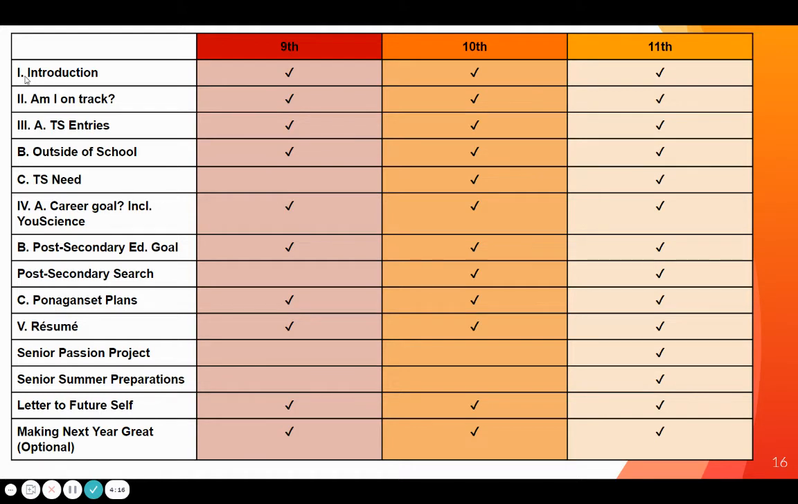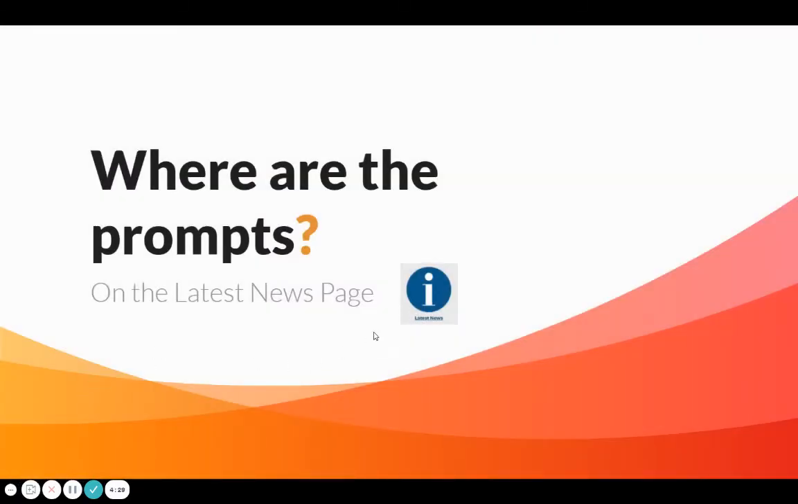And these are organized into basic sections: introduction, being on track, entries, careers and colleges, plans to kind of get there, and resume, and then some extra pieces at the end. So where are the prompts? You can get them by going to the latest news page.